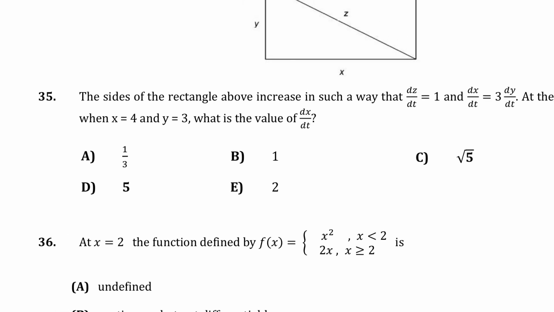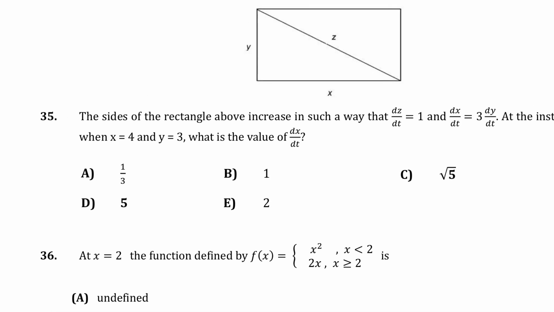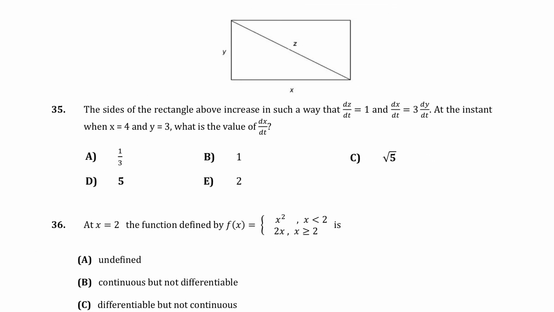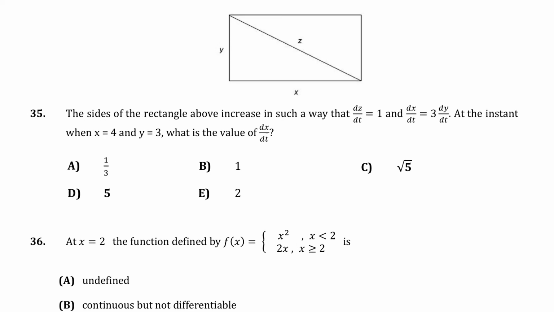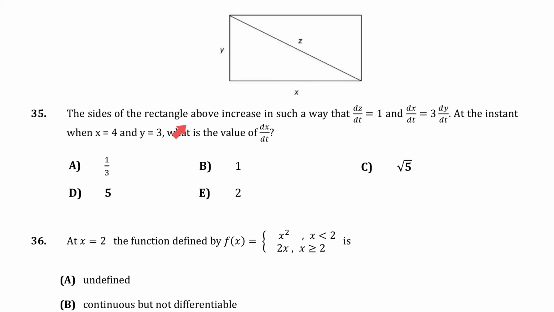Let's look at this one here. The sides of the rectangle. Ooh, this has got to be made smaller here. The sides of a rectangle increase in such a way that dz/dt is 1, dx/dt equals 3, at the instant when x equals 4 and y equals 3. What is the value of dy/dt?